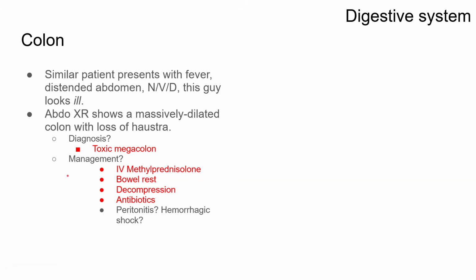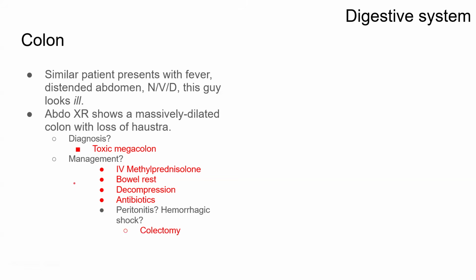So they have a rigid abdomen, they have rebound tenderness, and on vitals they're hypotensive and tachycardic, so like hemorrhagic shock. They need a colectomy in this case.